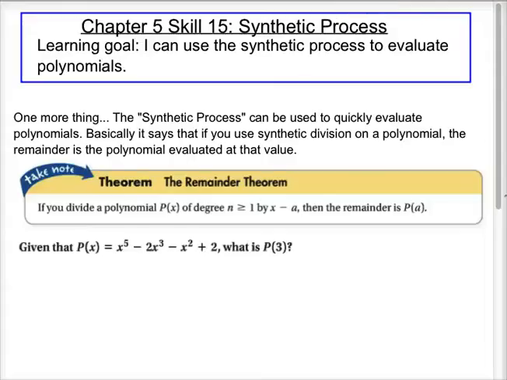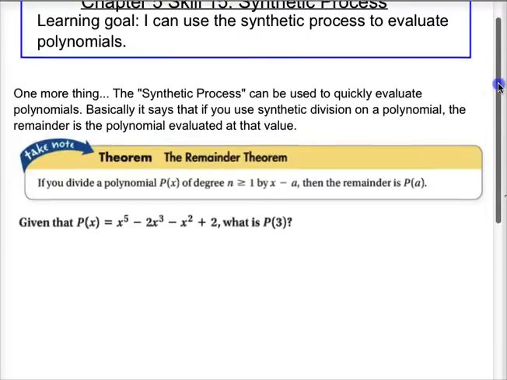Welcome back. Today we're going to use synthetic division to do a little trick that's called the synthetic process. What the synthetic process helps in is you can actually evaluate polynomials relatively easily and quickly. So let me show you what it does.